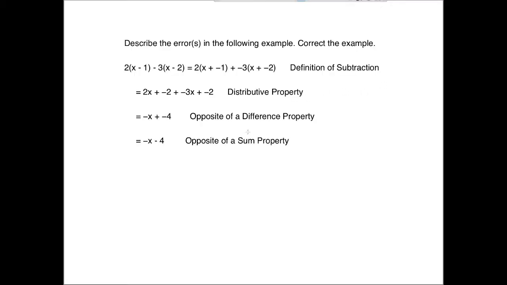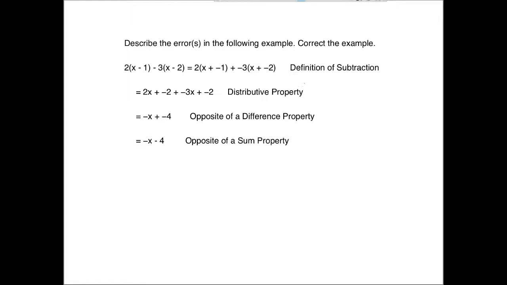In a problem where an error's been made, your job is to figure out where that error occurred. So describe the error or errors in the following example. Then correct the example. Well, in the first case, using the definition of subtraction, we've rewritten 2 times x minus 1 minus 3 times x minus 2 as 2 times x plus a negative 1 plus a negative 3 times x plus a negative 2. So that looks pretty good. So we've got that first step done.